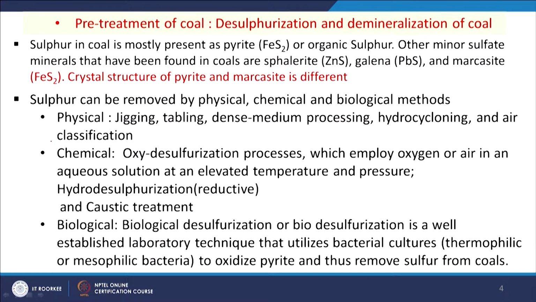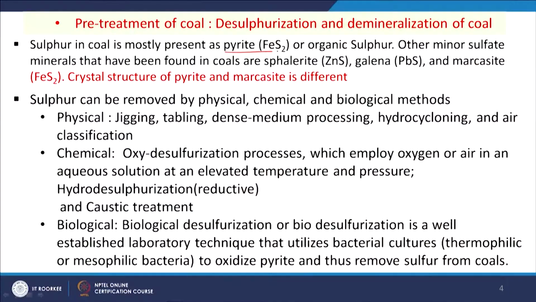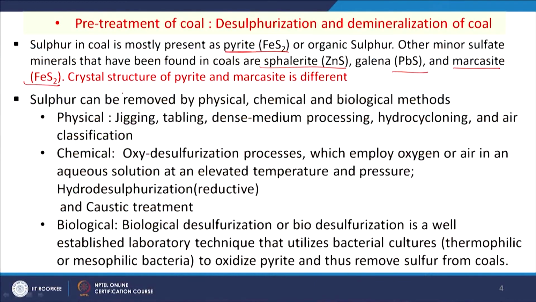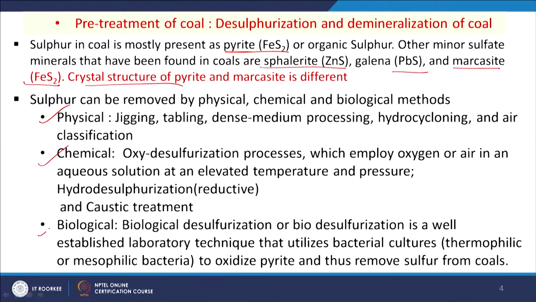If we consider the sulfur, then sulfur is present in coal in inorganic and organic form. In the inorganic form, basically it is pyrite, FeS2, and some others are also there, that is ZnS, PbS and FeS2. This is marcasite and another is pyrite. So, pyrite and marcasite, these two minerals have the same formula, but they are different in their crystal structure. So, these are the sources of sulfur. We can remove this sulfur from the sources by different methods: physical, chemical and biological.